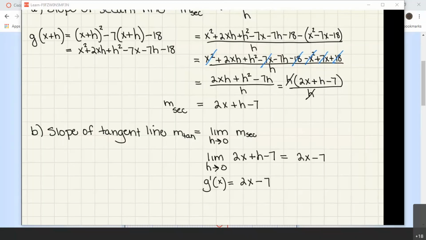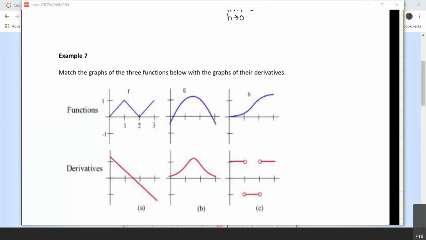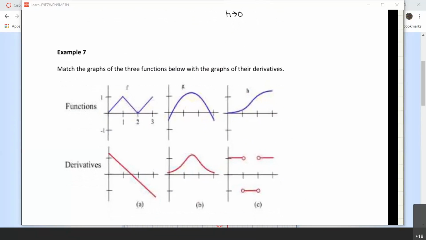All right with that? Okay, so let's just look at one last thing. Okay, take a look at these. Here I have functions on the top in blue and derivative graphs in red. Okay, see if you can do this. These have letters on the top, F, G, and H, and letters on the bottom. See if you can match the graphs with their derivatives.